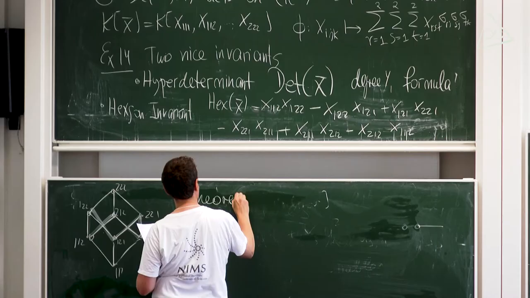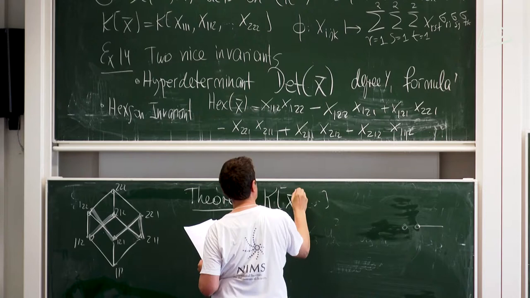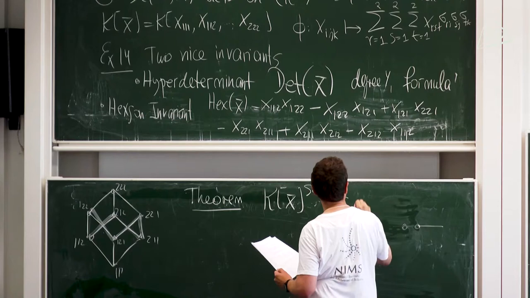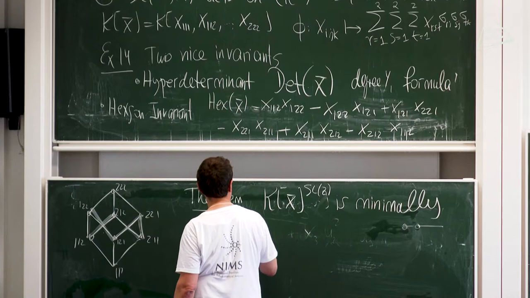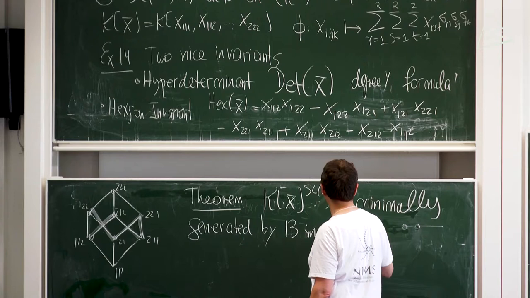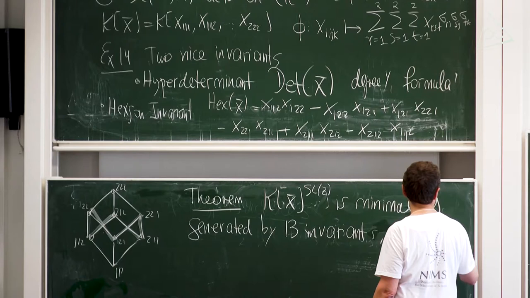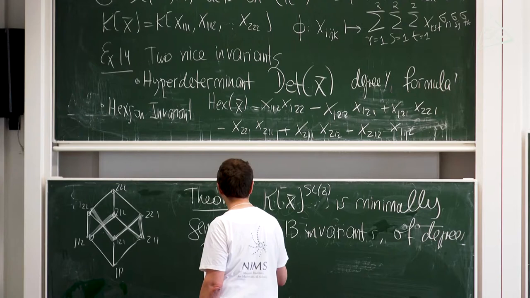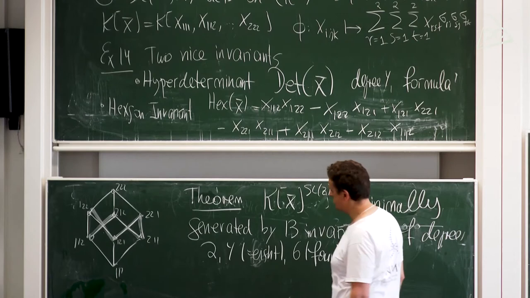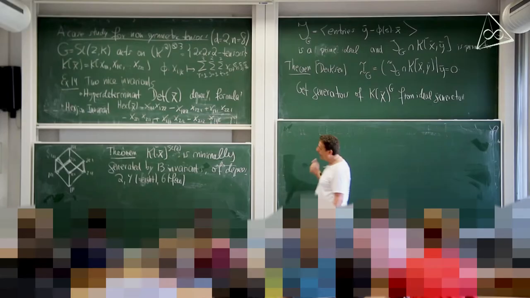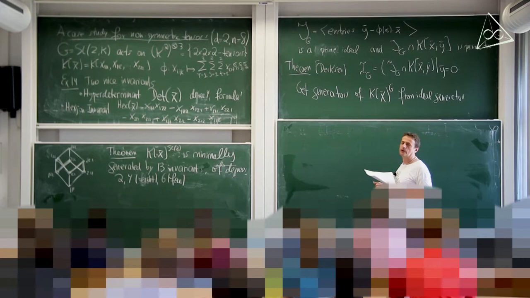Okay, theorem. So the ring of invariants is minimally generated as a K-algebra by 13 invariants. Of degrees, well, there's the hexagon invariant, then there are 8 invariants of degree 4, and then there are 4 invariants of degree 6, okay? So 1 invariant of degree 2, 8 invariants of degree 4, and 4 invariants of degree 6. So they generate the algebra.